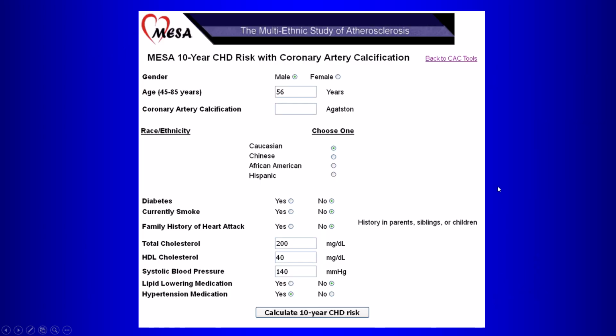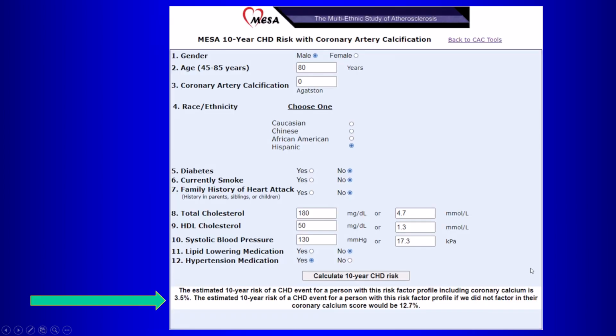Now, because of all the studies that have been done with coronary artery scoring with CT, there's the Multi-Ethnic Study of Atherosclerosis. These calculators are also available online where you can plug in all of the conventional risk factors, and you can plug in a coronary artery calcium score here, and that will give you a more accurate estimate of the 10-year risk of a cardiac event.